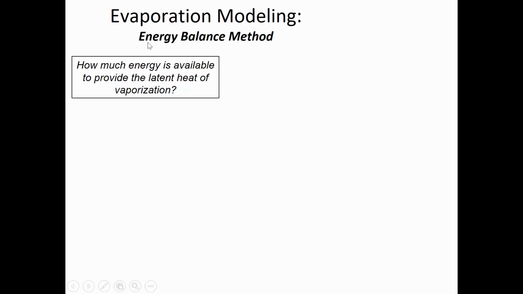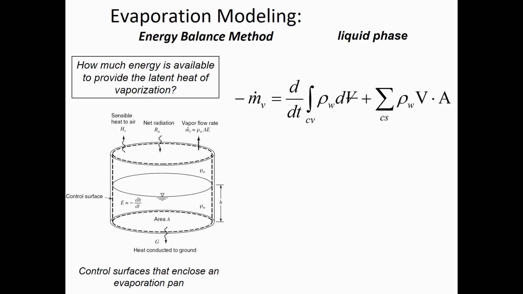All right, so for modeling this, I'm going to start by telling you about the energy balance method. The energy balance method answers the question, how much energy is there to satisfy the latent heat of vaporization? Now that's that constant that says how many joules of heat is required per kilogram of water going from liquid to gas. This model is predicting how much energy is being delivered to the Earth's surface.